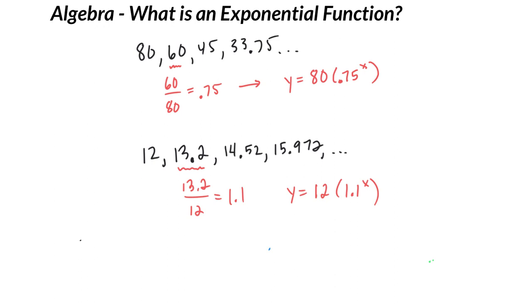So exponential equations are ones that have a constant multiplication. If that pattern or the set is getting bigger, that means we're multiplying by a number that is larger than 1, like this case. If that pattern's getting smaller, the numbers are getting smaller, we're multiplying by a number that is less than 1.